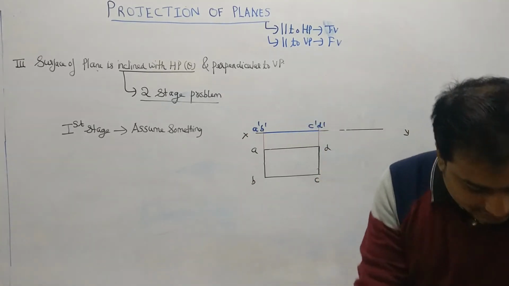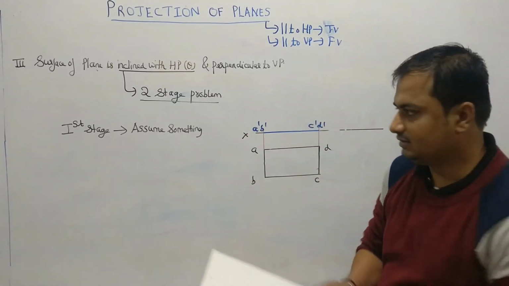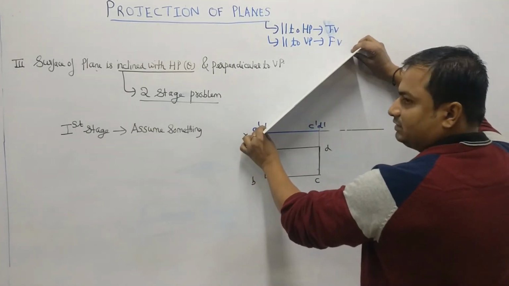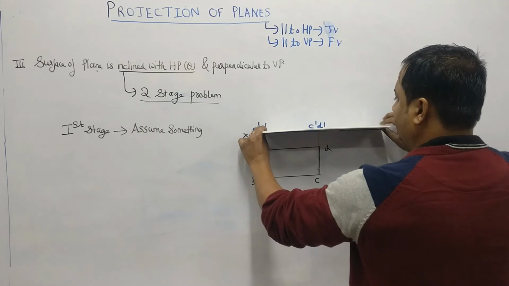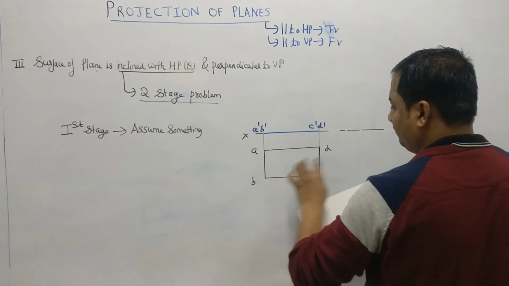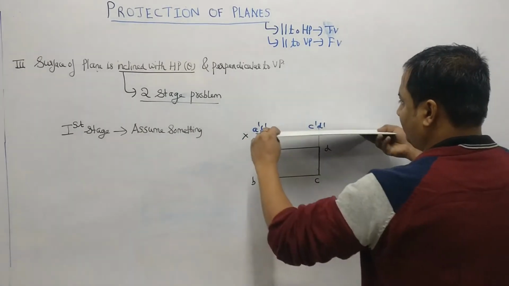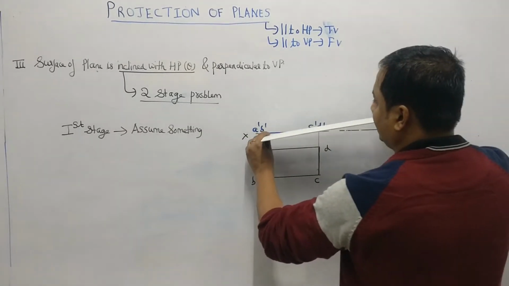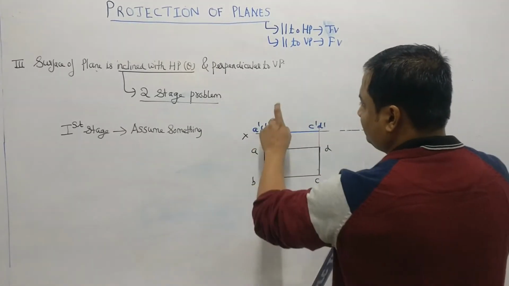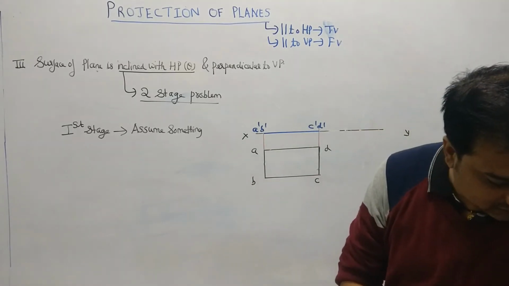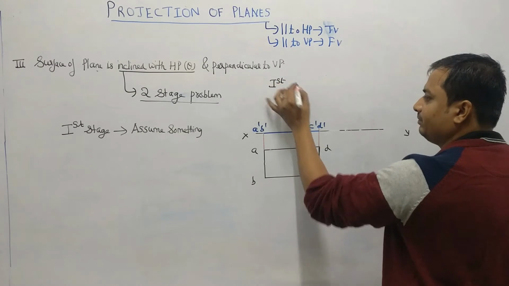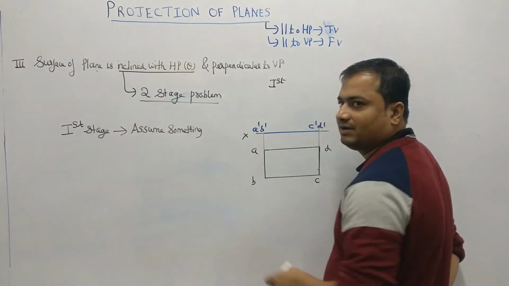So what I have done is, actually I have to make it inclined, but I have just made it parallel, and I have drawn the top view. This is my top view, and the front view, which is a line. But actually I want to make the surface inclined. So this is my first stage, in which I have assumed something. Now what was this something?